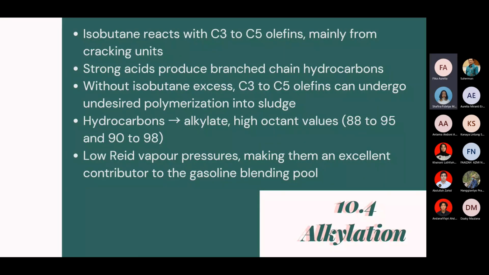Okay, thank you, Fika. And I will explain the next slide about alkylation. So isobutane reacts with C3 to C5 olefins, mainly from cracking units. Strong acids are used to produce branched chain hydrocarbons. Without isobutane excess, C3 to C5 olefins can undergo undesirable polymerization into sludge.